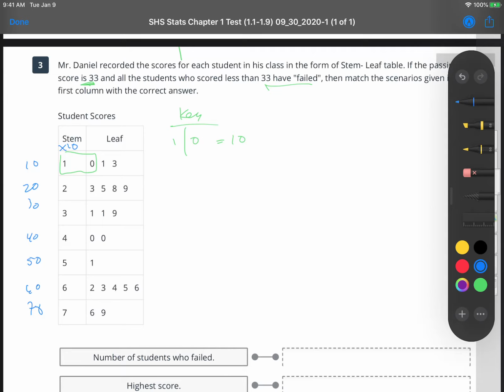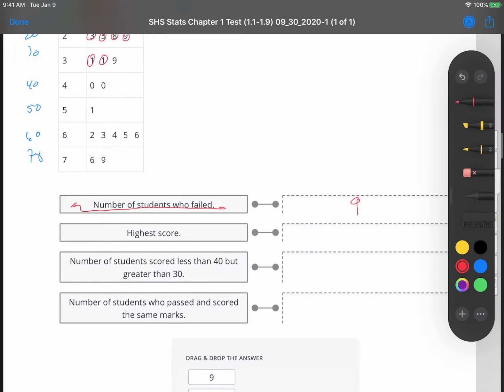Okay. So question, what is the number of students who failed? So that we need a number less than 33. So I'm just going to count 1, 2, 3, 4, 5, 6, 7, 8, 9. 9 students who failed. And you have choices right there, right? Okay, what is the highest score? That would be a 79.